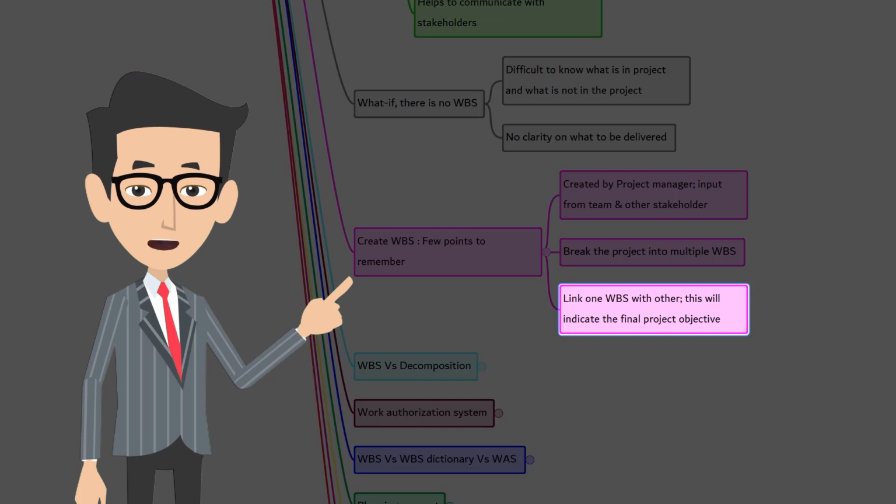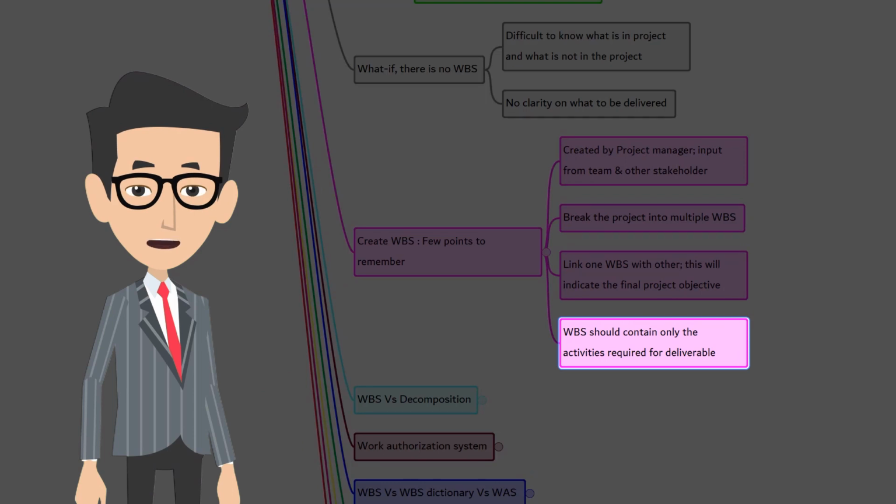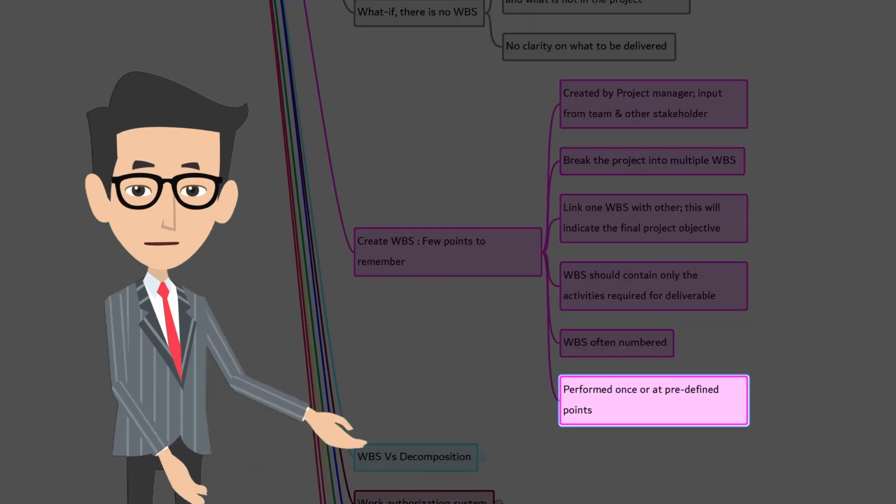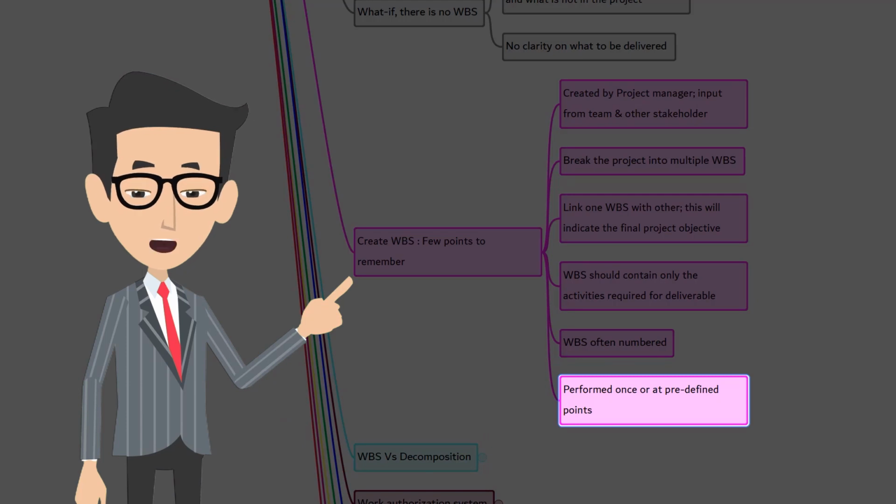So, the highest level of WBS will indicate the final project objective. A WBS includes only the project deliverables that are required. Deliverables that are not included in the WBS are not part of the project. The levels in the WBS are often numbered. This helps to identify the location easily. This process is performed once or at predefined points in the project.